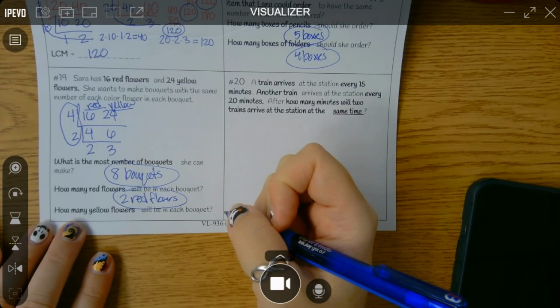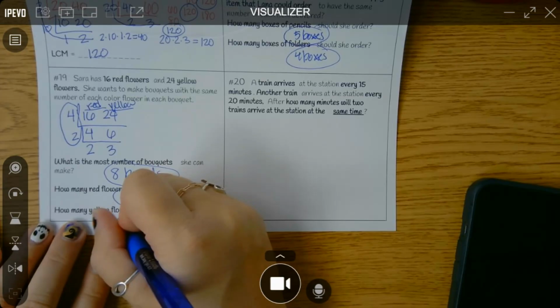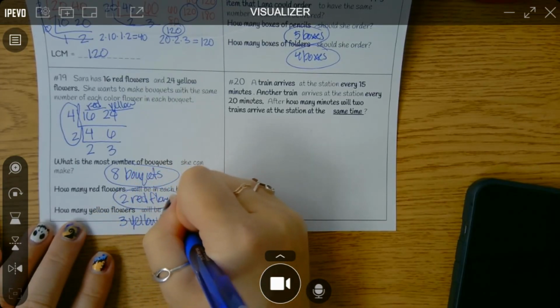So then how many yellow flowers? Okay, well, how many total yellow flowers do you have? 24. And you have 8 bouquets, so how many times does 8 go into 24? 3 times. So you're going to have 3 yellow flowers in each bouquet.